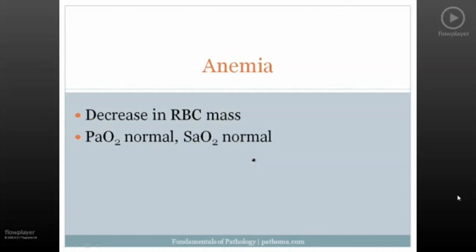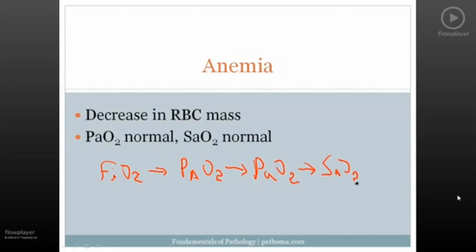i.e. hypoxia. And so one important thing to remember is that if we go back to our paradigm that we had just established, if you have an FiO2, and the FiO2 is generating a PAO2, and that's generating a PaO2, and that's eventually going to generate an SaO2. What we should remember is that when we have anemia, there's no problem with the atmospheric oxygen. There's no problem with the ability to bring oxygen into the lung. There's no problem with the ability to squeeze oxygen into the blood. So the PaO2 is actually normal.